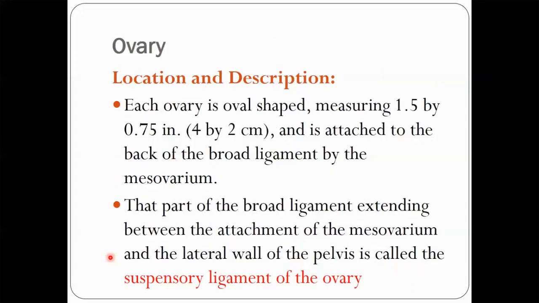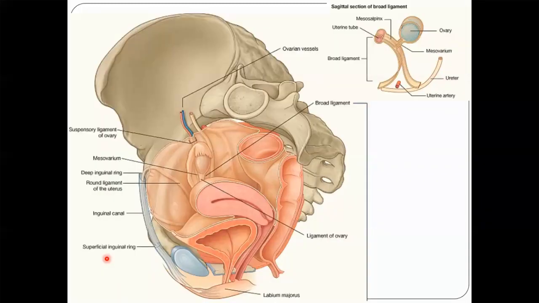The ovary, which is the primary female gonad, is oval in shape, 4 by 2 cm, attached to the back of the broad ligament by the mesovarium. As we can see, the ovary is attached to the side of the uterus by the round ligament of the ovary and attached to the lateral pelvic wall by the suspensory ligament of the ovary.